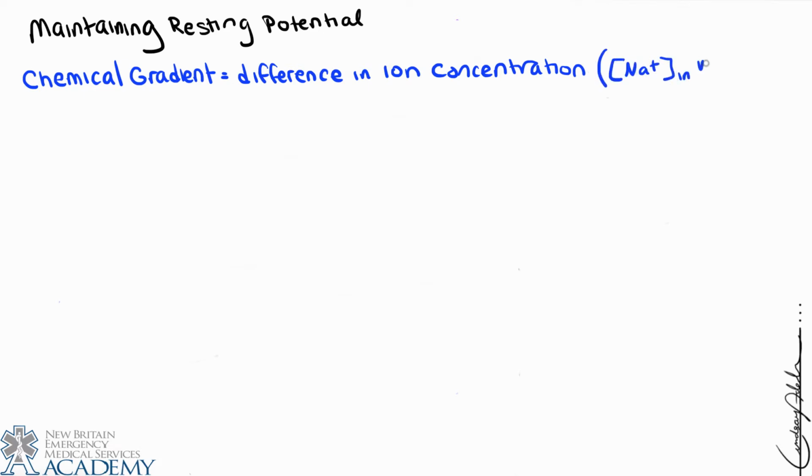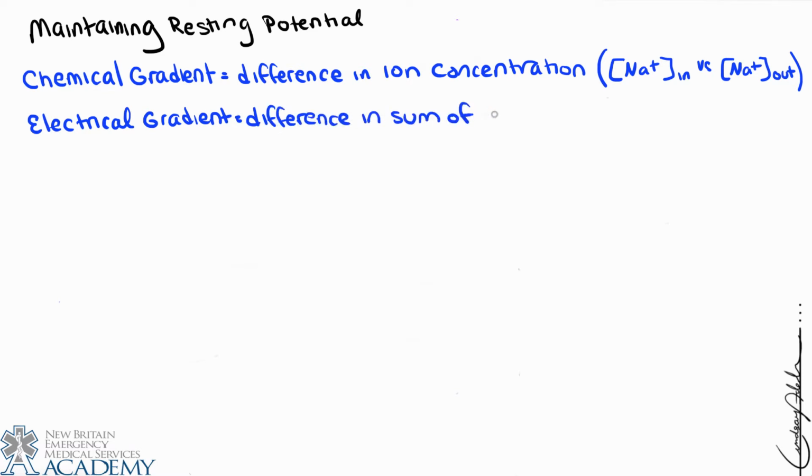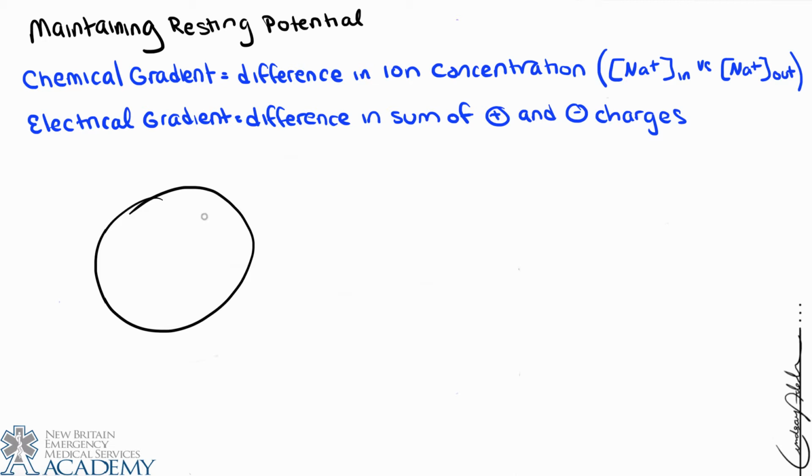The chemical gradient, in the context of resting potential, is the difference in ion concentration inside of the cell compared to outside the cell, and it will be for a specific ion. So for example, the concentration of sodium inside of the cell compared to the concentration of sodium outside of the cell. And we can contrast the chemical gradient with the electrical gradient, which is the difference in the sum of the charges on the inside of the cell compared to the outside of the cell. So when we think about charge and then we think about chemical concentration, we have two factors that are playing a role in maintaining the resting potential. So let's take a look at a cell and expand on these ideas.